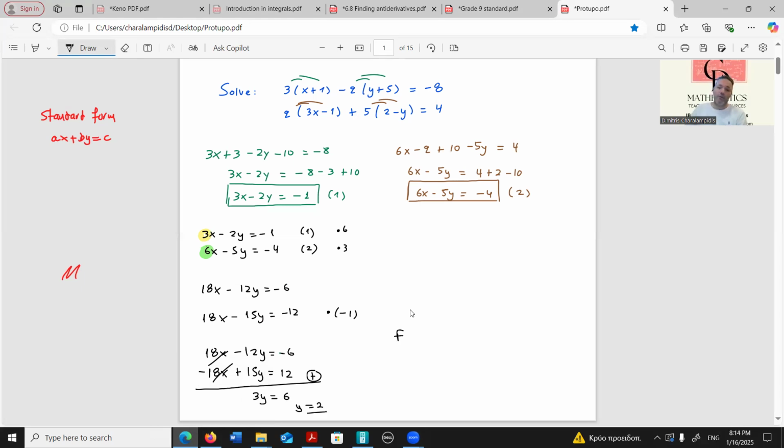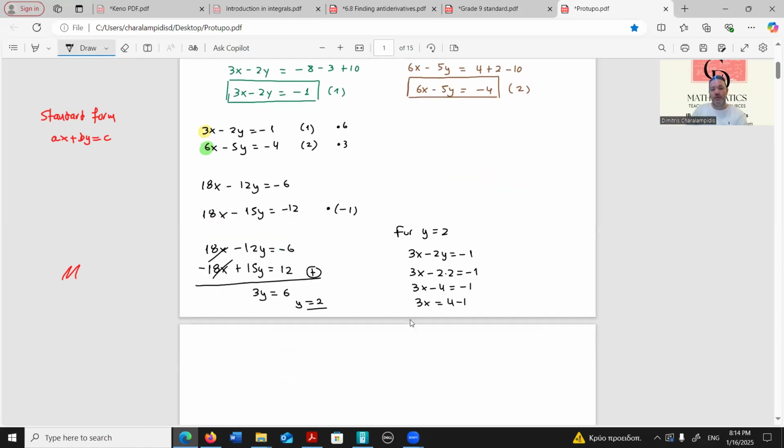Which means that y should be 2. For y equals 2, I should go in any equation I want. Let me go to the first one. 3x minus 2y equals -1 shall become 3x minus 2 times 2 equals -1. So 3x minus 4 equals -1. So 3x is 4 minus 1. So 3x is 3, which means that x is equal to 1. And finally, the solution to that given system is 1, 2.